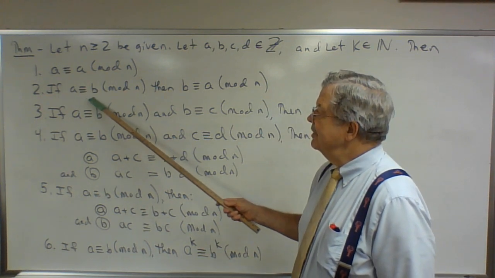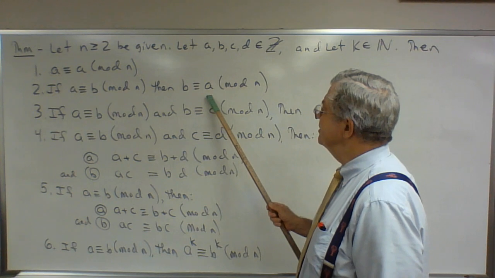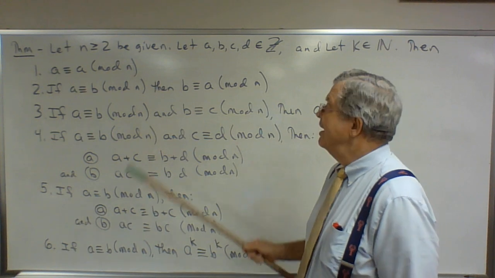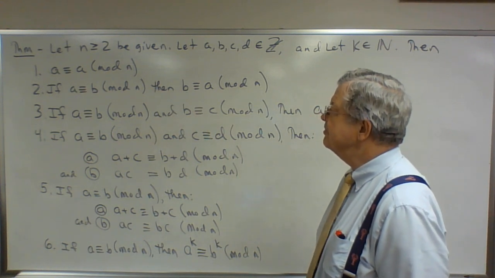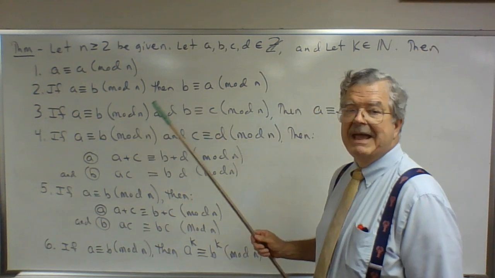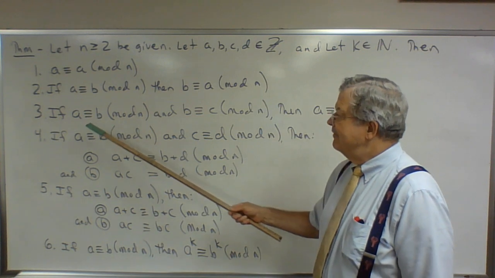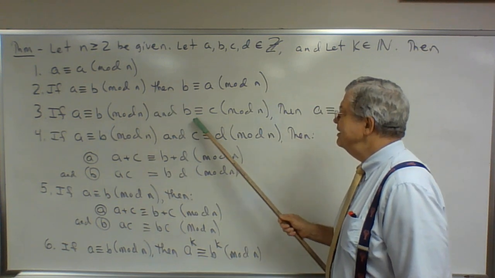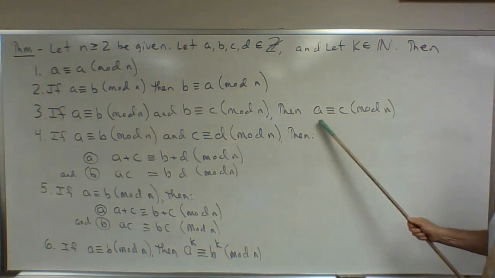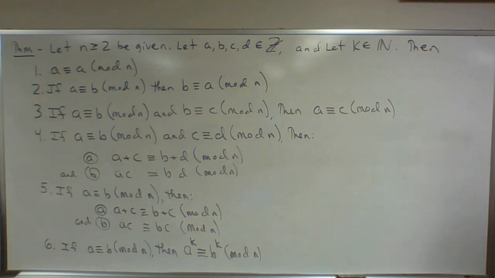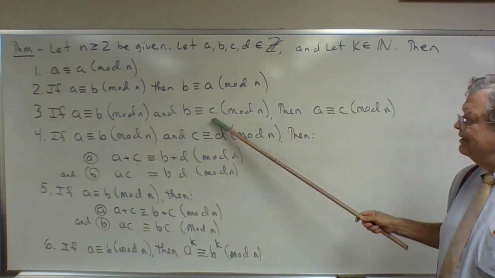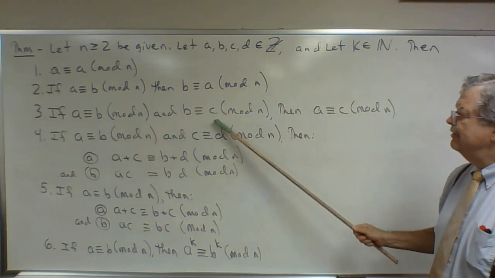Secondly, if A is congruent to B, then B is congruent to A. The symmetric property, just like if A is equal to B, then B is equal to A. If A is congruent to B mod n and B is congruent to C mod n, what do you think is going to happen? Yep, A is going to be congruent to C mod n, the transitive property. A congruent to B, B congruent to C, then A is congruent to C.